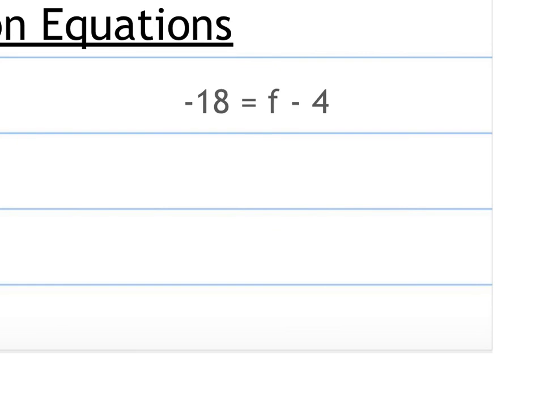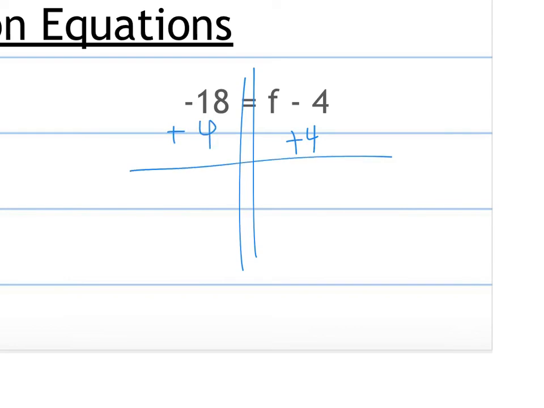Last one, negative 18 equals f minus 4. Train tracks. Adding 4 on both sides. f equals, so I've got negative 18 plus 4. Signs are different, so we need to subtract. 18 minus 4 is 14, and I have more negatives, so my answer is a negative 14. Plug this in to check your work.